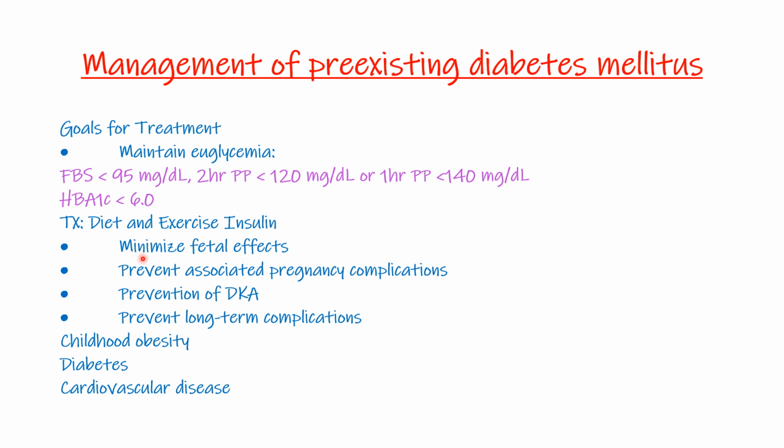So another goal of treatment is to minimize fetal effects, as you already know, because if you are reading or listening to the video on management of pre-existing diabetes mellitus, you already know the pathophysiology and its complications. And one of its complications is diabetic embryopathy, where we have anomalies caused by the diabetes because it affects organogenesis. In addition to that, you prevent associated pregnancy complications such as preeclampsia, among other factors, prevent DKA, and long-term complications including childhood obesity, diabetes, and cardiovascular disease.